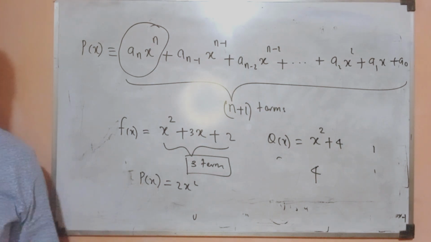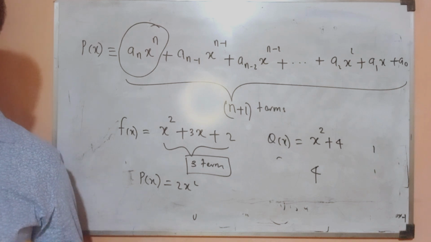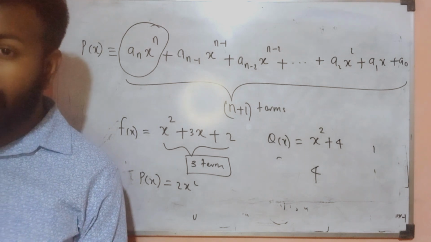Now you know how to find the order and the maximum number of terms a polynomial could have.